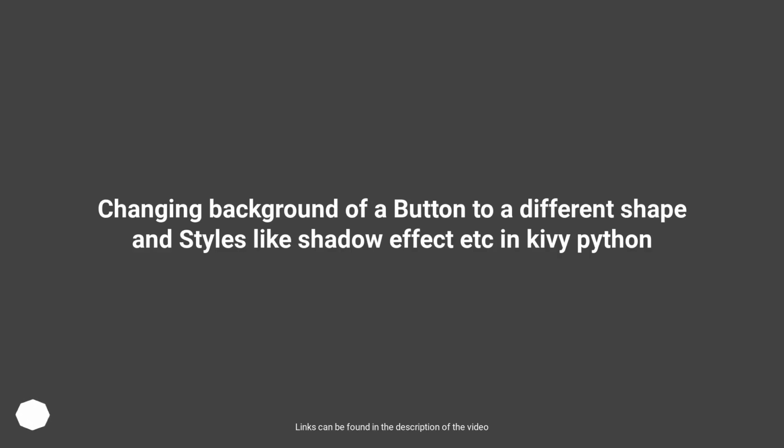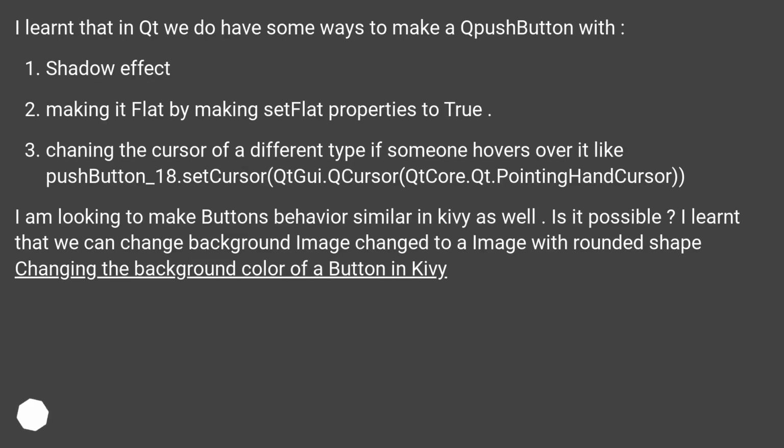Changing the background of a button to a different shape and styles like shadow effect etc. in Kivy Python. I learned that in Qt we do have some ways to make a push button with shadow effect, making it flat by setting the flat property to true, and changing the cursor to a different type if someone hovers over it, like pushButton.setCursor(Qt.PointingHandCursor). I'm looking to make buttons behave similarly in Kivy as well.